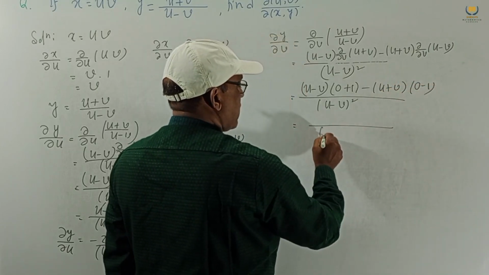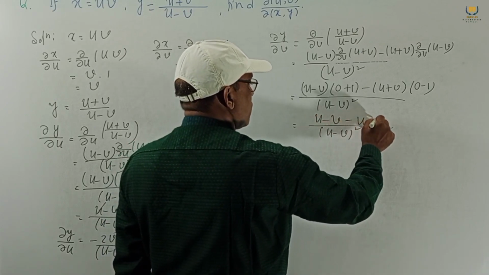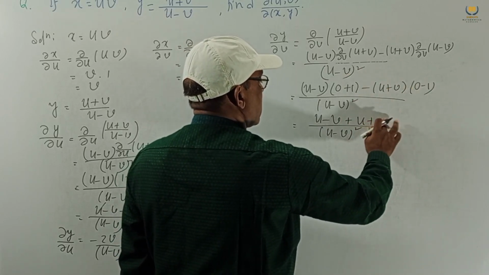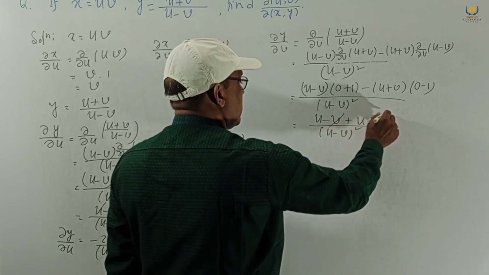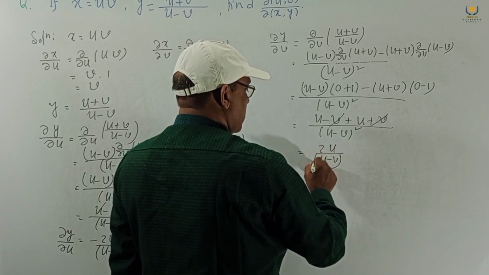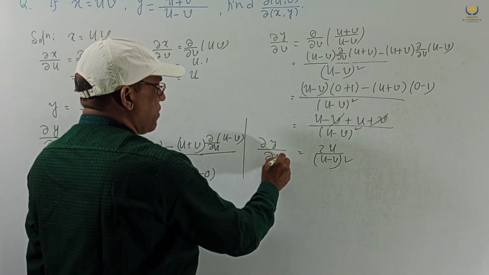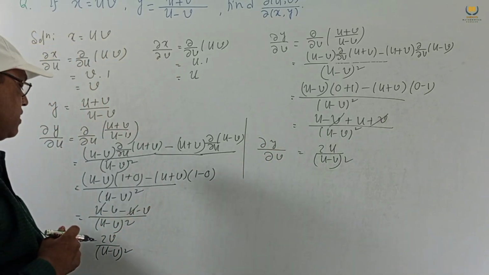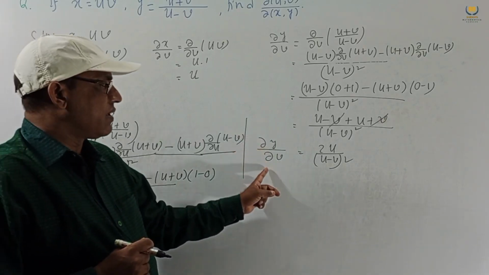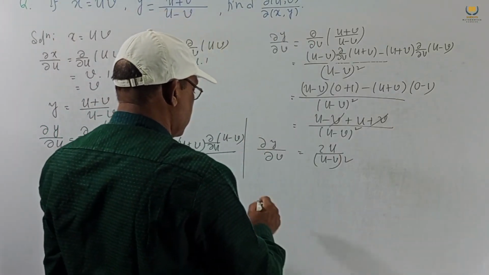So this will be (u minus v) whole square, (u minus v minus u plus v), this minus plus u plus v. Then v cancels, and we get twice (u minus v) whole square. So this is del y by del v, we get this one. So del y by del u is minus twice v by (u minus v) whole square, and del y by del v is twice u by this. Now our requirement, first we find the reverse of this.